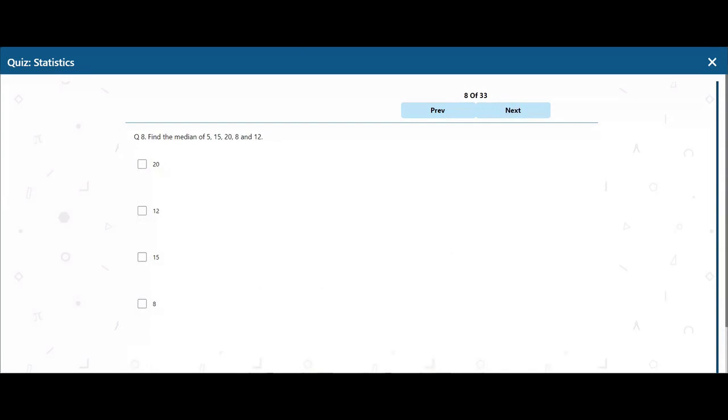Next, Mahalakshmi. Mahalakshmi, find the median of 5, 15, 20, 8 and 12. Median. Ma'am, 12.